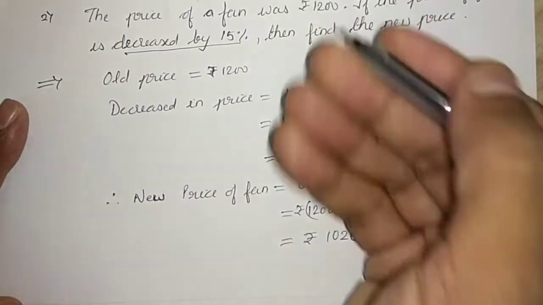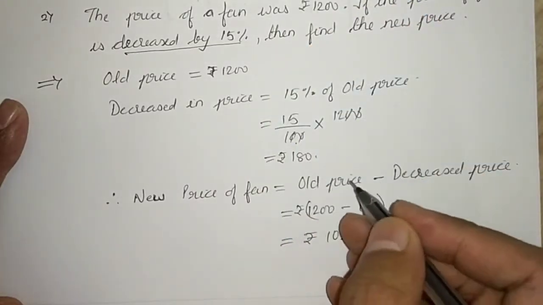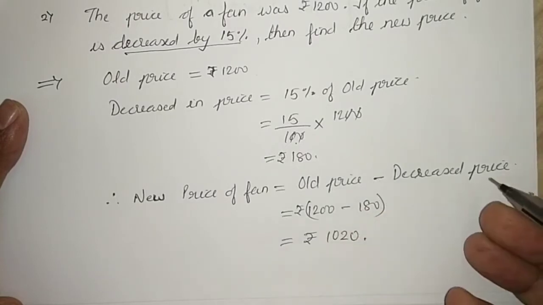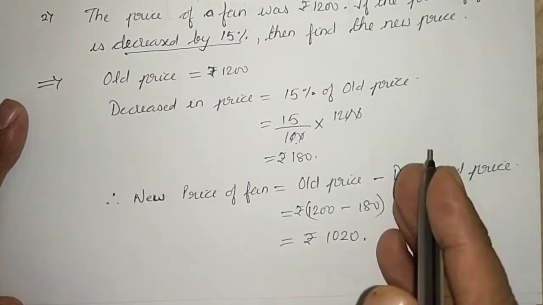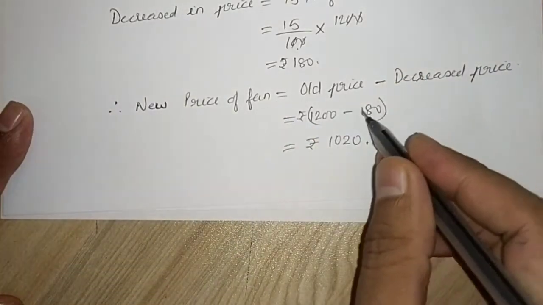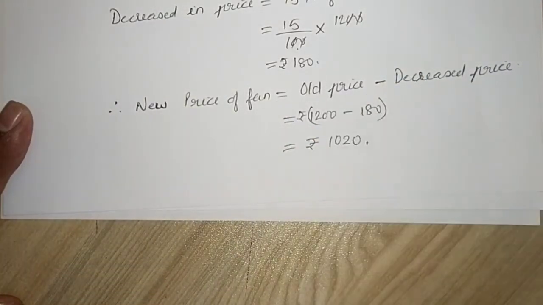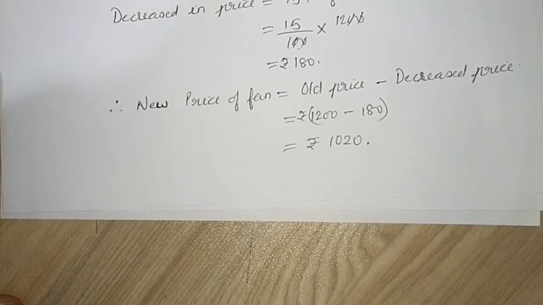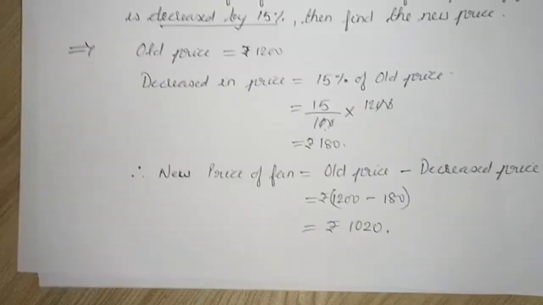Therefore, the new price will be the old price, this time minus the decreased price because it is decreasing. So I will subtract it. So the new price of the fan will be 1200 minus 180. It will give me 1020 rupees. Let us move forward.